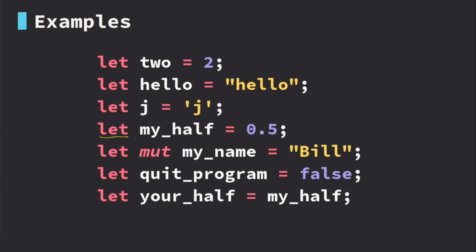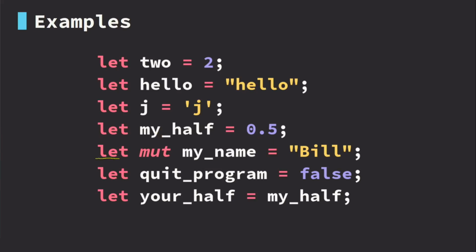Let some variable named myHalf be assigned the value of 0.5. Variables can have more than one word in their name, so you'll use an underscore to separate words within a variable name. This can be useful to make variables easier to read versus placing all the words smashed together.